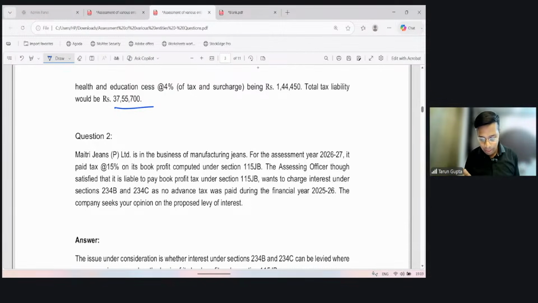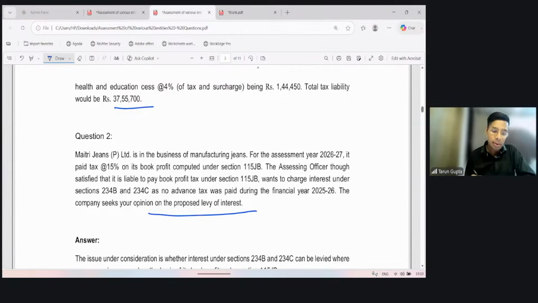The company seeks your opinion on the proposed levy of interest, and the company is of the opinion that since once the MAT is applicable, it is not required to pay advance tax, and therefore consequent interest should not be applied.